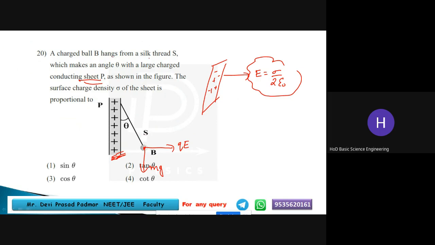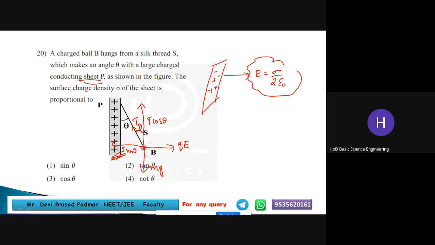A charged ball hangs from a silk thread S, which makes an angle theta with the vertical. Of course the charges are not given, but since there is some separation, there is some repulsive force. Whether it is a negative or positive charge is not given, but from the diagram you can understand that since there is some repulsive force, this is also positive. Now this is the thread, so there will be some tension. You can resolve that tension into two components, right? If this one is theta, this is also theta. So this is the adjacent side, this will be T cos theta, and this will be T sin theta.